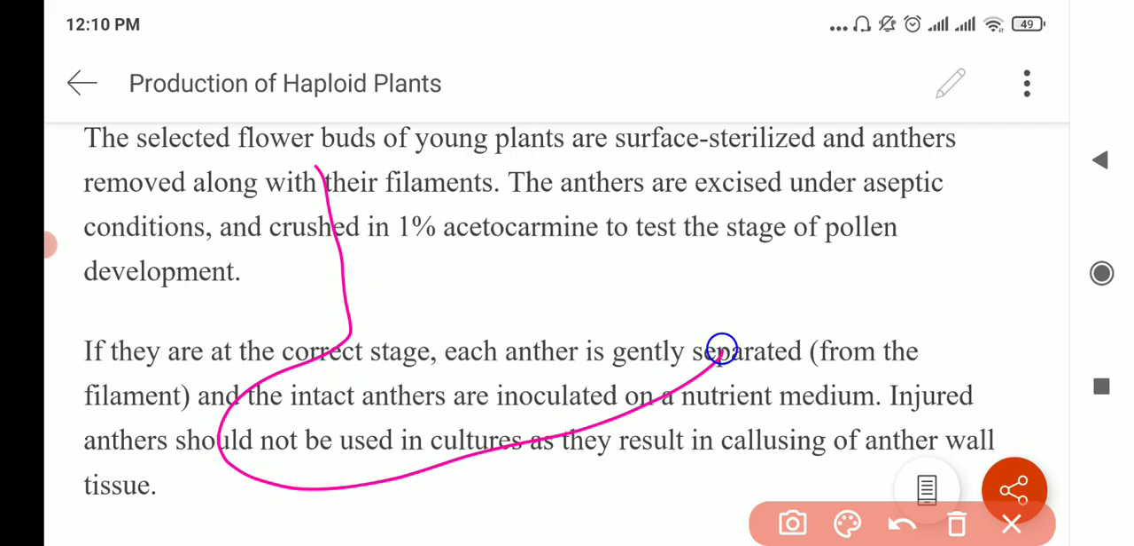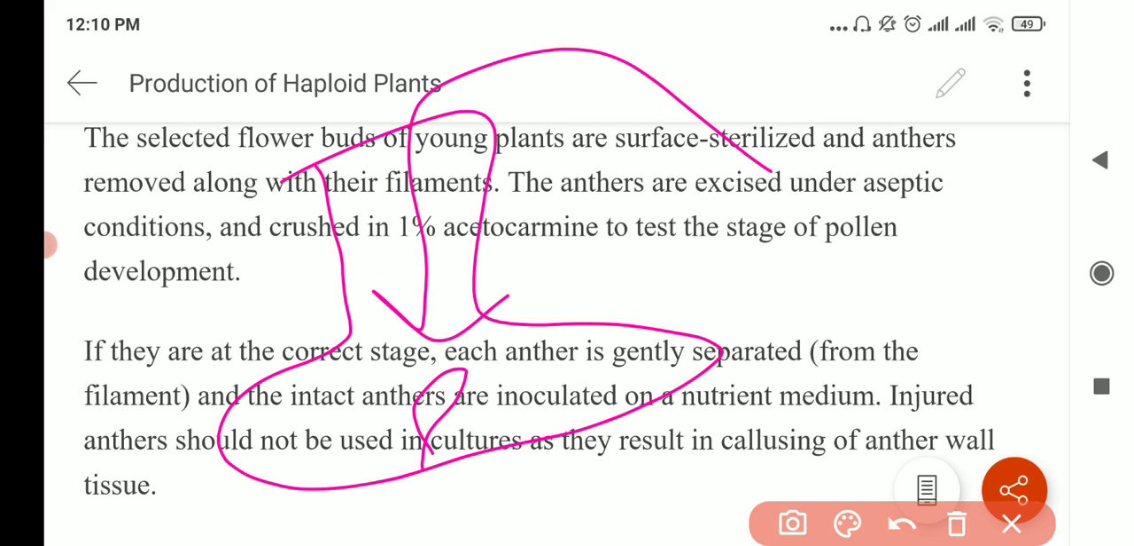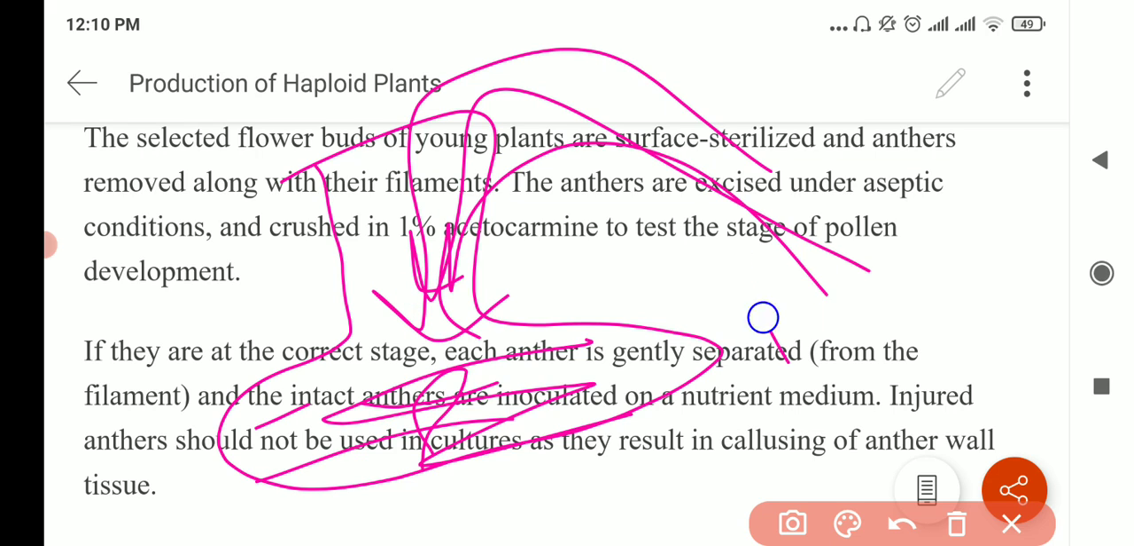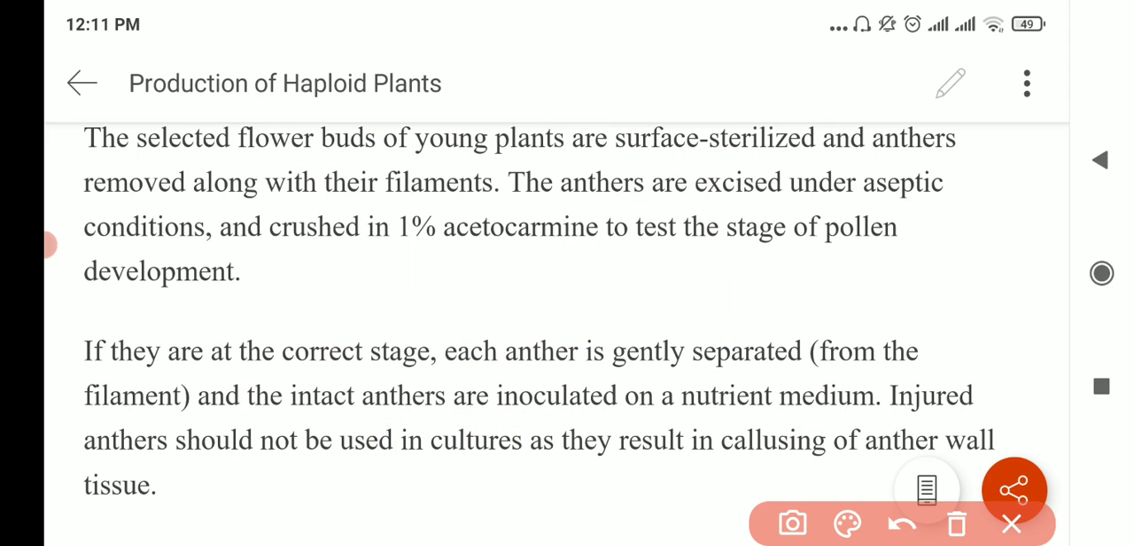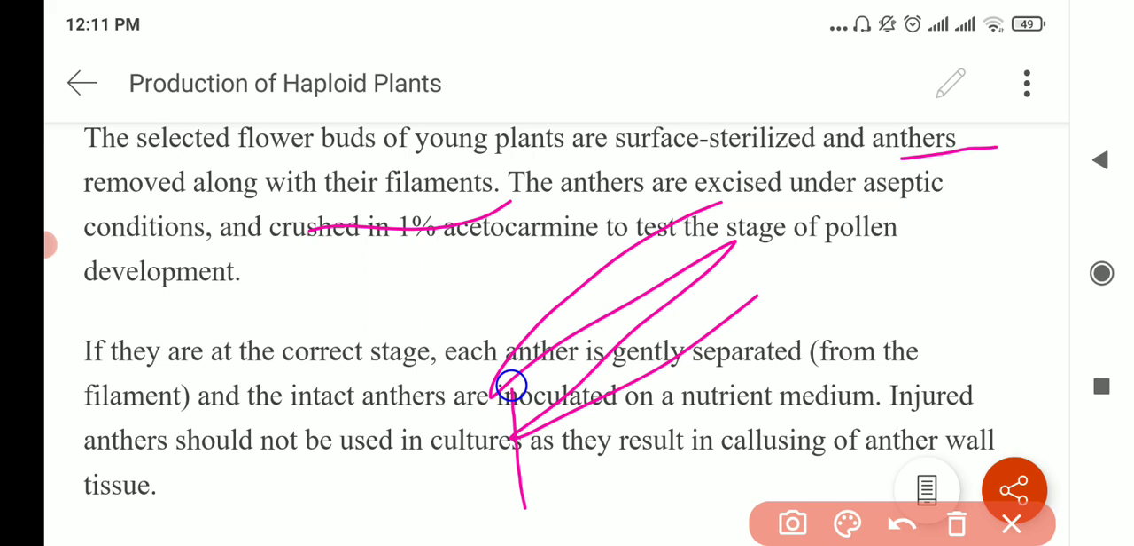Suppose you take one conical flask, then you add the flower bud. Then you pour in the sodium hypochlorite and you shake it. After shaking you rinse it with distilled water, one time, two times, three times, four times, as many times as needed to remove the soapiness. So we have done the surface sterilization, and then we will remove the anthers and their filaments. Just with a forceps you pick up the anther with the filament.